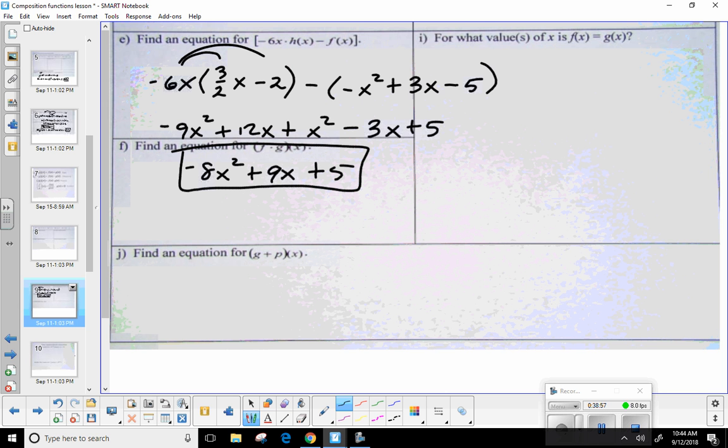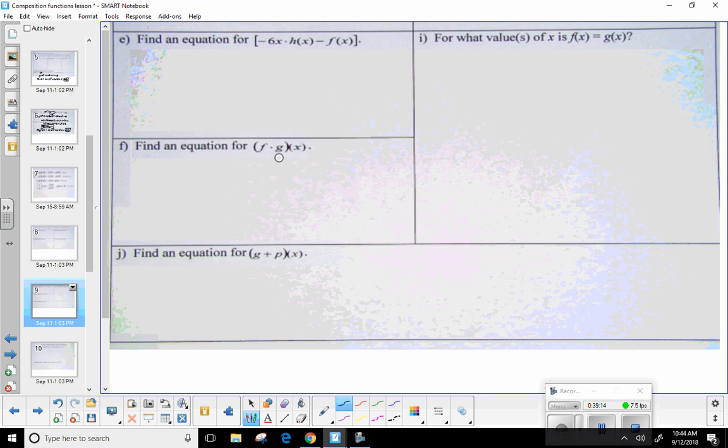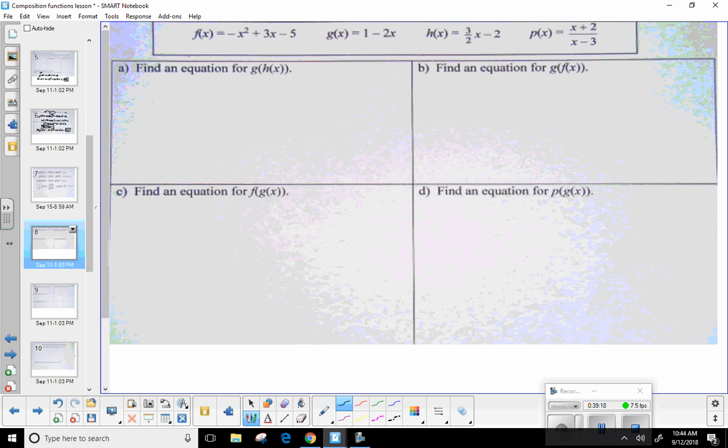That's it. Now, f says find an equation for f times g of x. Okay, so this isn't a composition. We actually want to multiply the two functions together. So again, it's just the distributive property. Now, because g is a binomial and f is a trinomial, I've just always done it the smaller times the larger. I mean, you can do the other. It just seems weird to me.